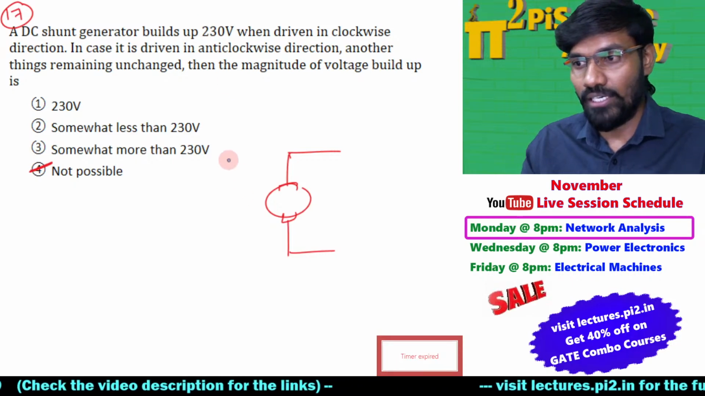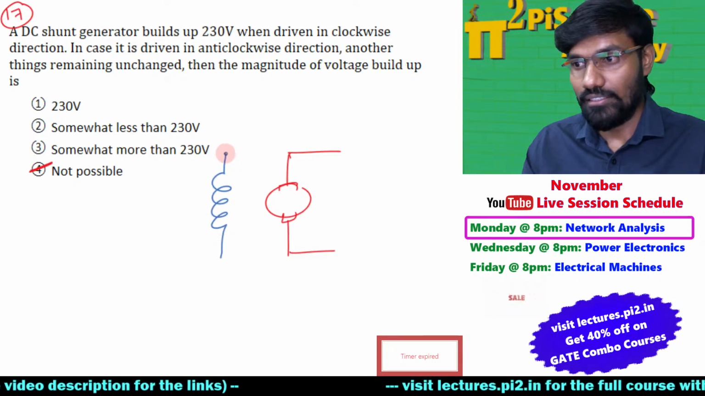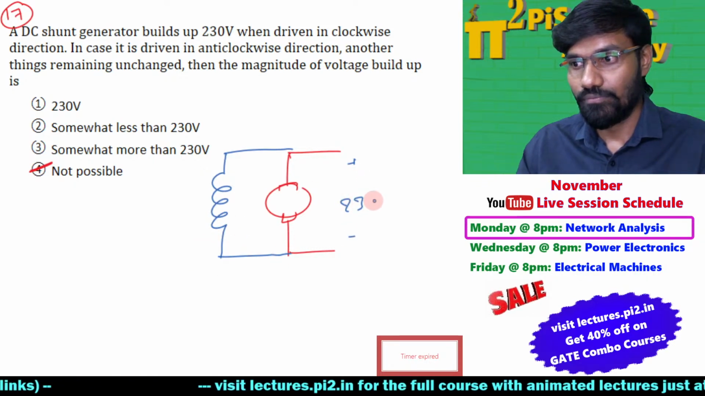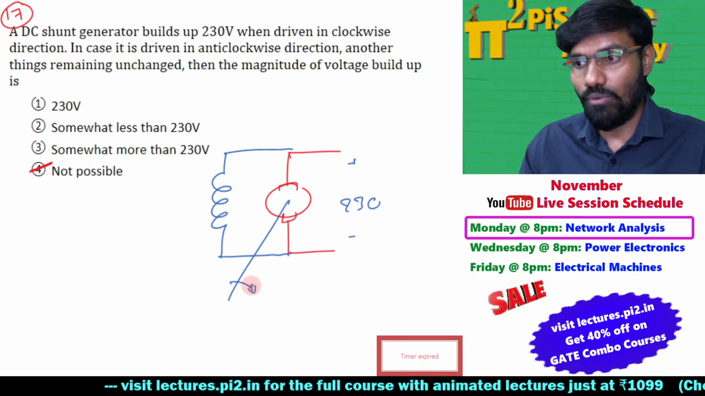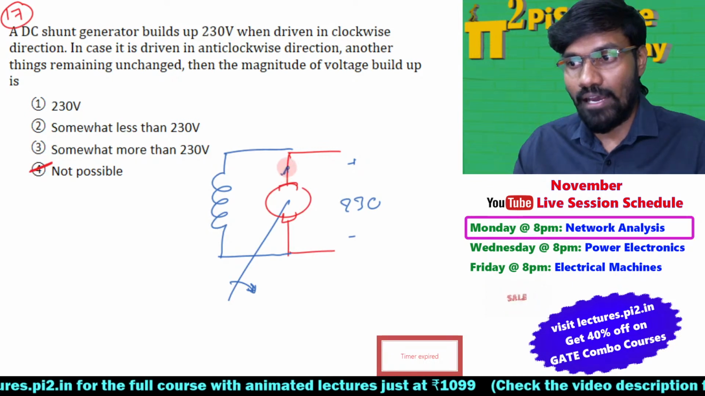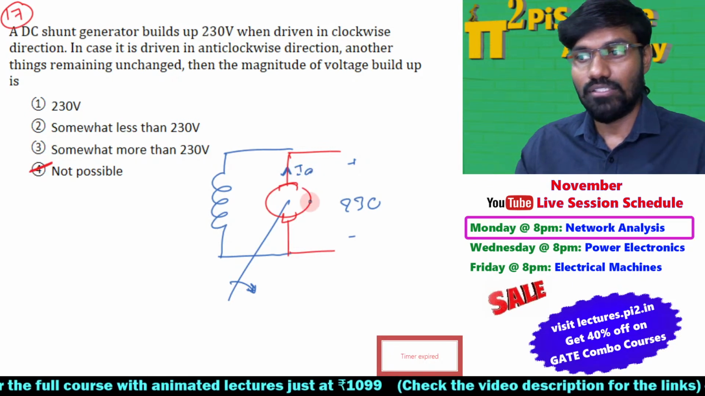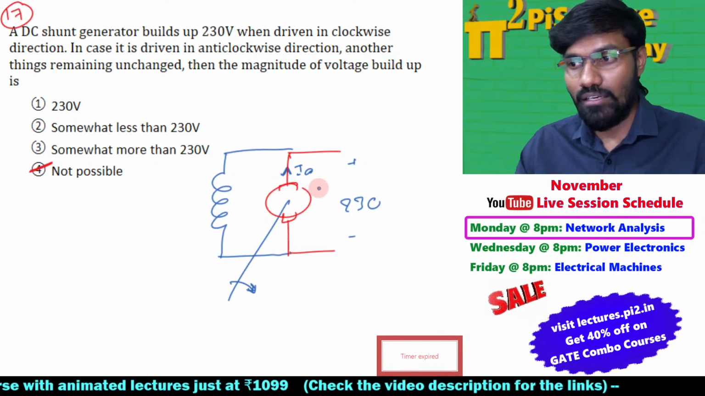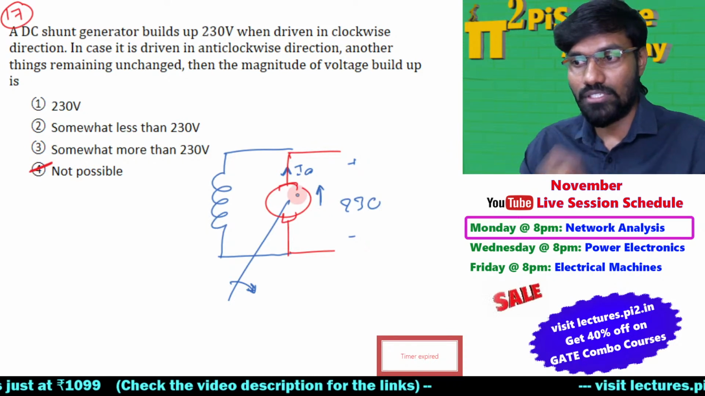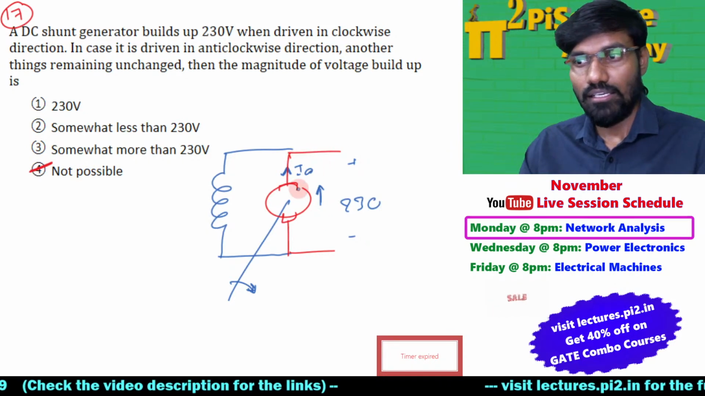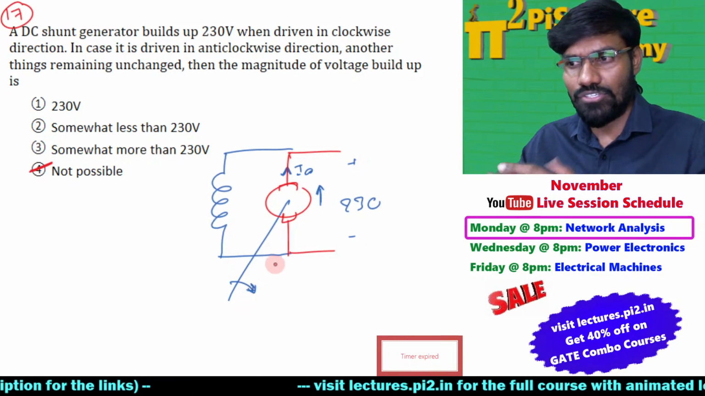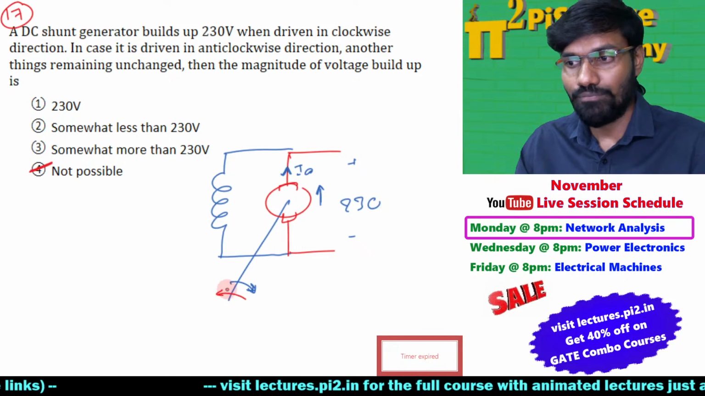I have a field winding like this and the connections are like this. It is giving 230 volts and it's running in one direction, clockwise. So the armature current Ia is like this, because with one direction the EMF will be, let's take it, upward, positive plate upward and negative plate downwards, then current will be like this. Now we stop the machine and change the direction of rotation here.